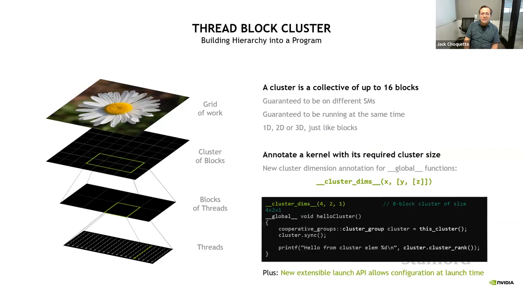In CUDA, a cluster is a collection of up to 16 blocks. Each block is guaranteed to be on a separate SM and is guaranteed to be running at the same time. Then they are guaranteed to be cooperating, exchanging data and working together on whatever the problem needs. They do not need to be running independently. You can have a lot more threads and GPU execution resources all cooperatively working on essentially the same problem. In your CUDA code, you annotate the kernel with a cluster size and dimension. And just like blocks, cluster dimensions can be one, two, or three dimensional. Programmers use whatever fits their algorithm to what's being mapped.